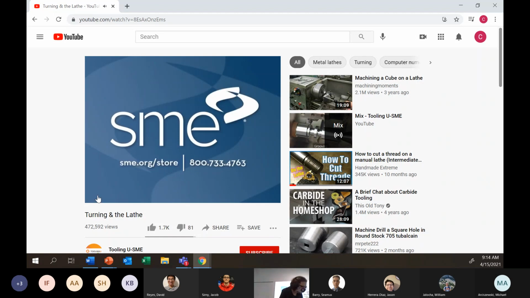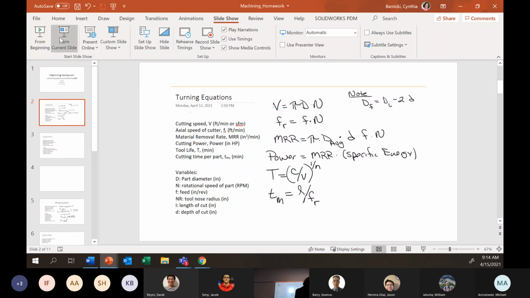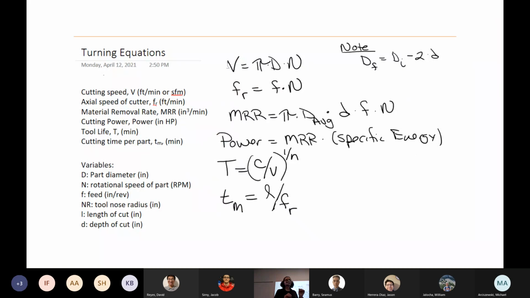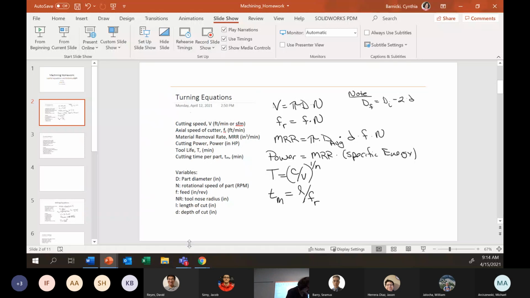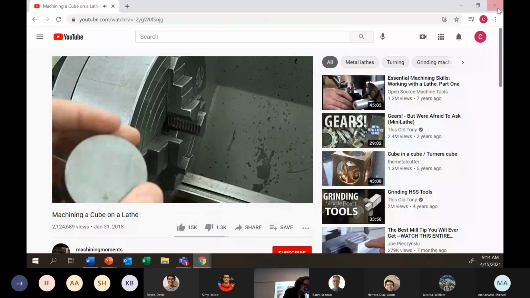Okay, so it's a real quick little operation or video. Today I'd like to show you how to turn a square on a lathe. What I have is a piece of material, in this case 2-inch diameter and about 1 inch wide. I'm going to put it in a 4-jaw and face one side, then flip it.